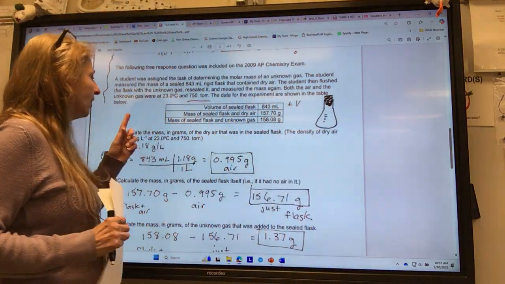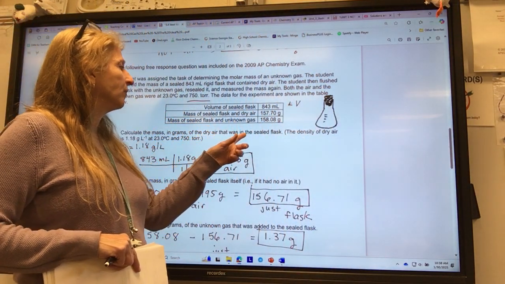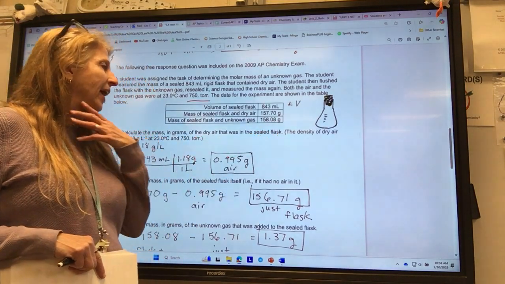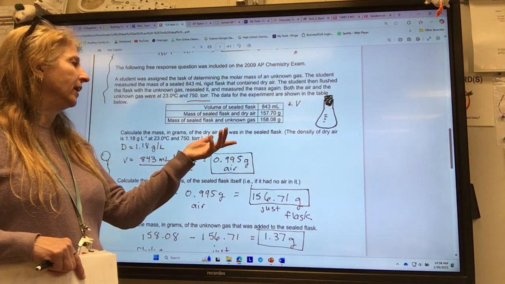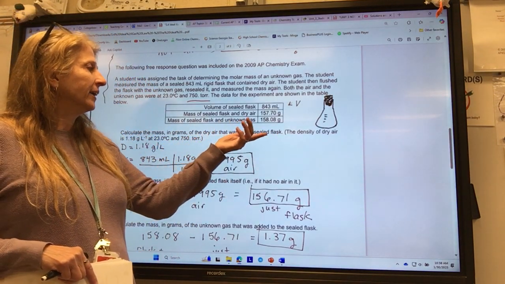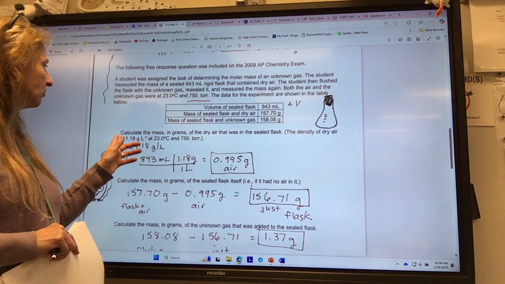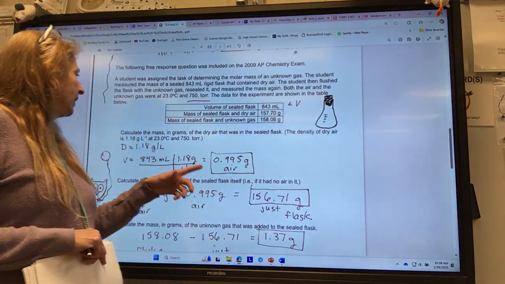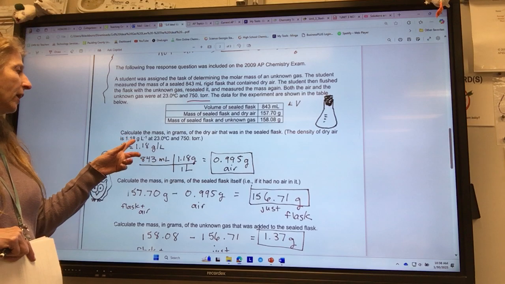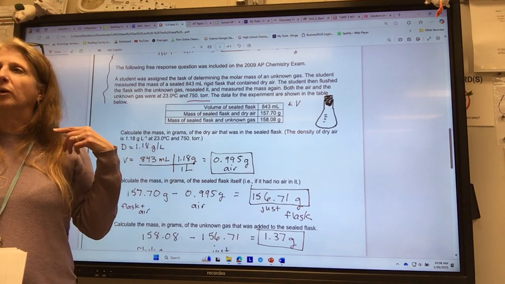Okay, so calculate the mass in grams of the dry air that was in the sealed flask. Okay, so what he could have done was weighed it together, then let it out or something. Okay, the density of dry air is 1.18 grams liters to the -1 power.